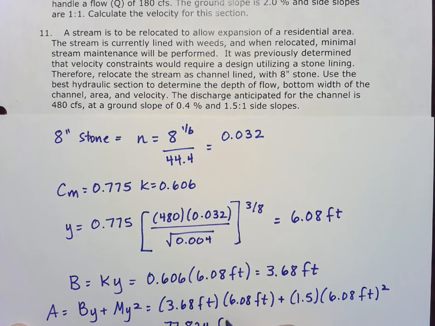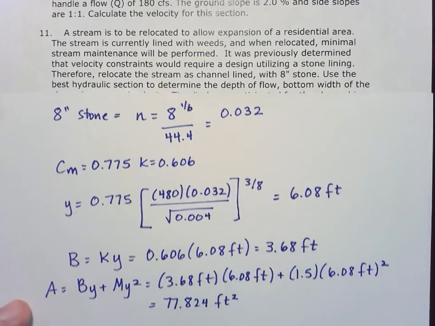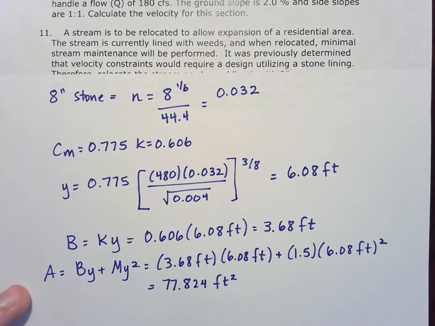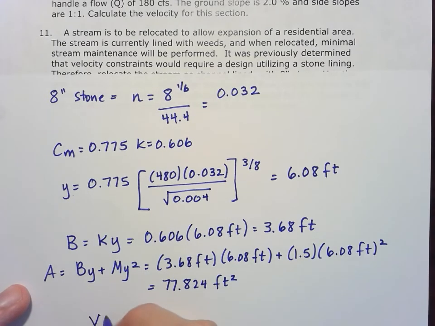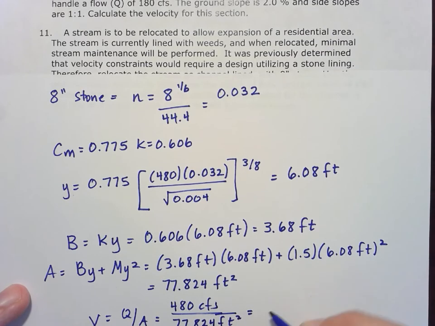And so that does give me a total area of 77.824 square feet. And now to find that velocity in the end, I'm just going to take that flow rate and divide it by the area. So in this case, I had 480 cubic feet per second, and I'll divide that by the 77.824 square feet, and that does give me a velocity of 6.2 feet per second for that channel.